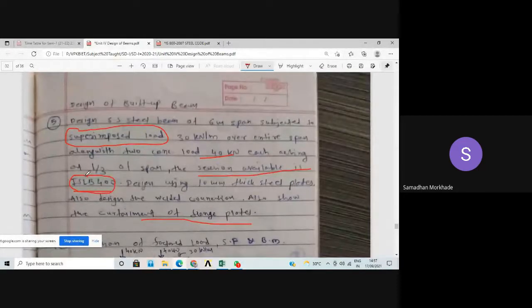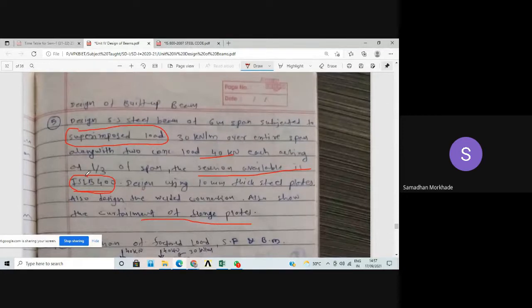This is one thing. In the second case, the depth of the section is restricted to 400 or something like that, 300 or 500, such a statement is given. That means depth is restricted. Beyond that depth, you are not supposed to go. Okay, so in that case we have to add the cover plates again.